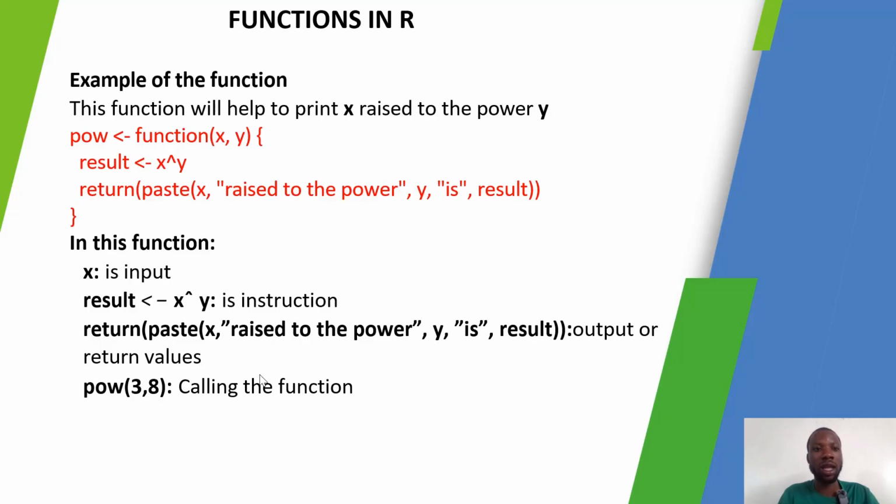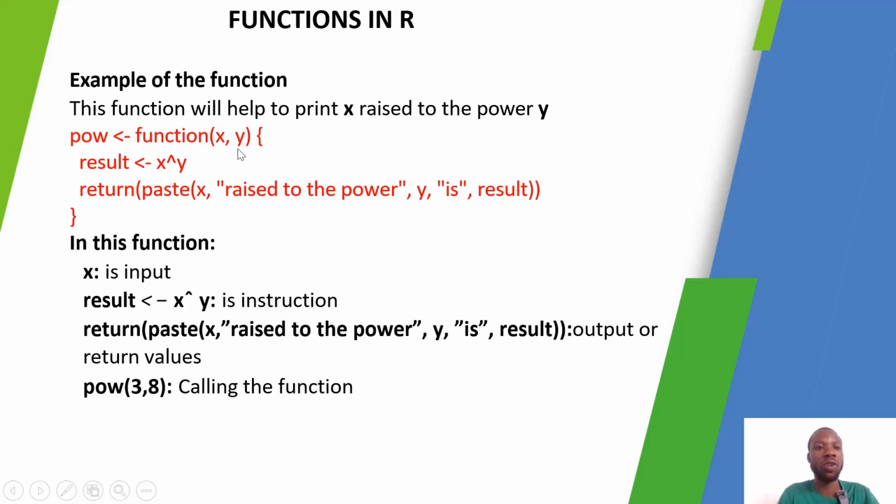This is also an example of a function. This function will help us to print x raised to the power of y. So I'm creating a function that is going to help me take x power y, and then print the result. I name the function power. I use the function keyword that is going to help me define the function, and then I put x and y because those are the inputs that I'm going to look for.